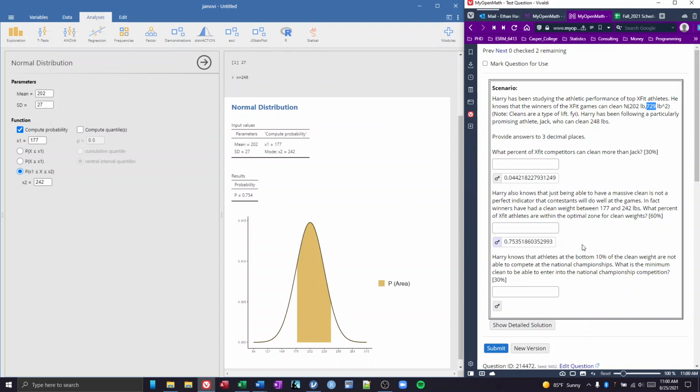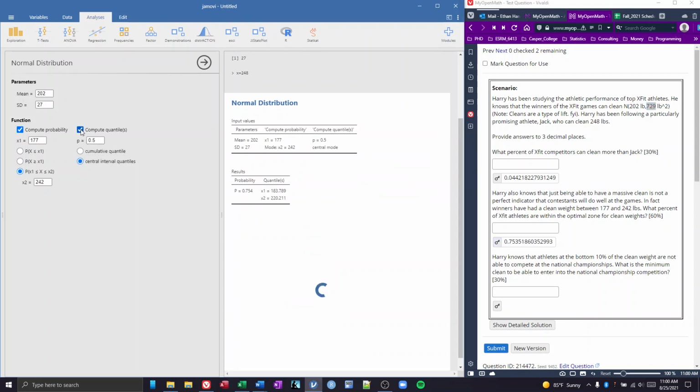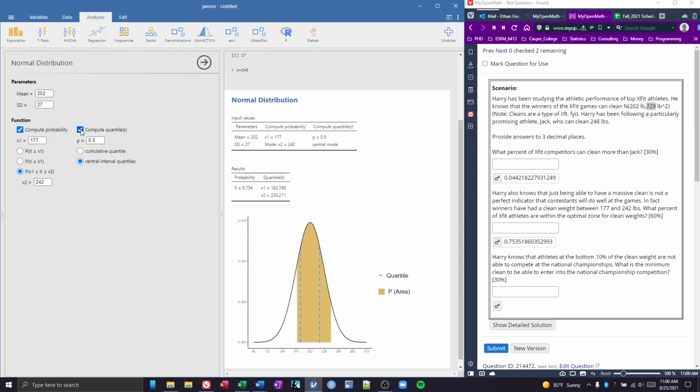Okay, last one. Harry knows that athletes at the bottom 10% of the clean weight are not able to compete at the national championships. What is the minimum clean able to enter into the national championships? Okay, so that is a quantile question. We're just going to go over here and click on compute quantiles. And we are going to do not 0.5, but we're going to do 0.1. And let's go ahead and hit enter on that.